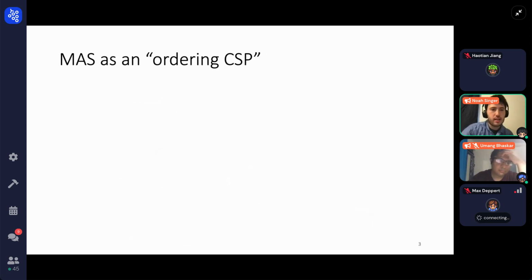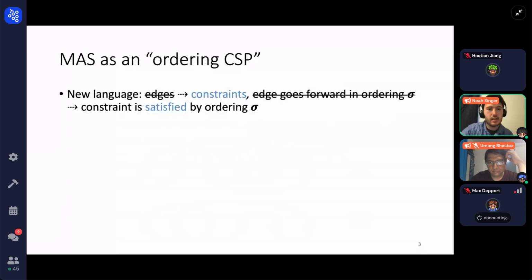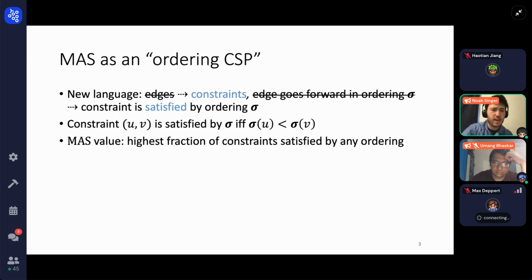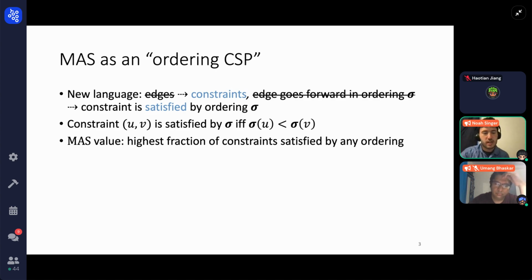So in this talk, we're going to think of this max acyclic subgraph problem as a constraint satisfaction problem, or ordering CSP. So instead of thinking of an edge, we'll think of a constraint. And instead of thinking about an edge going forward in a particular ordering sigma, we'll think about the corresponding constraint being satisfied by that ordering. So in particular, an edge from vertex u to vertex v will be satisfied by an ordering sigma if sigma places u before v in the ordering. And now the MAS value of an instance is just, over any possible ordering of the vertices, or you can think of variables in the instance, what the highest possible fraction of constraints that can be satisfied is.